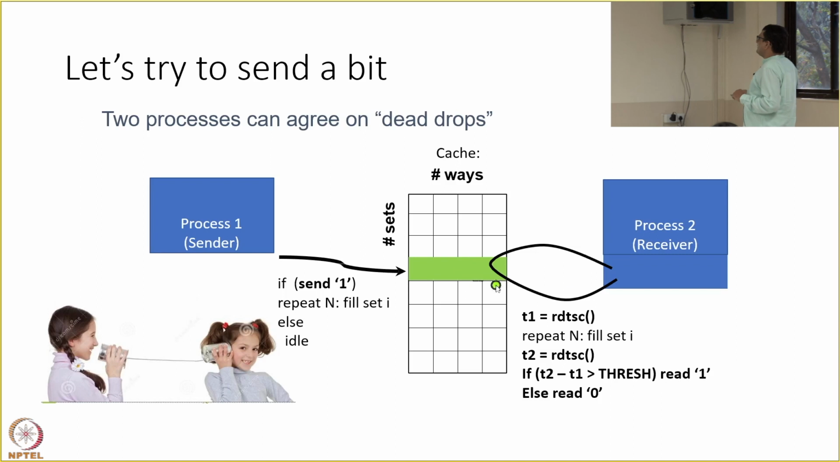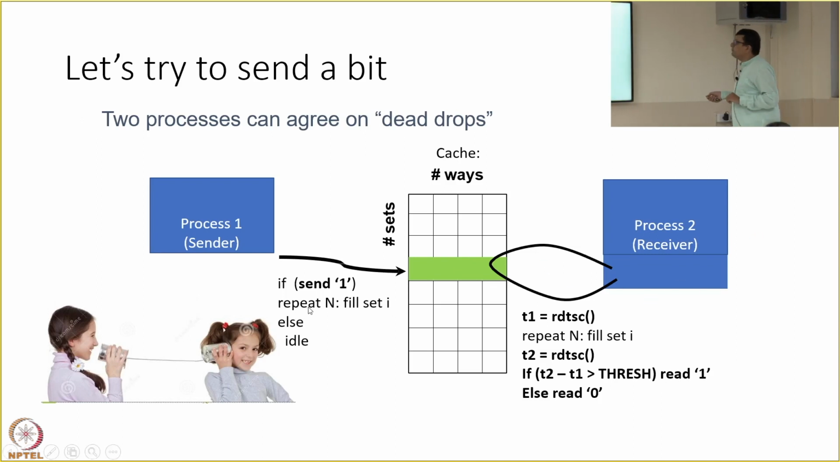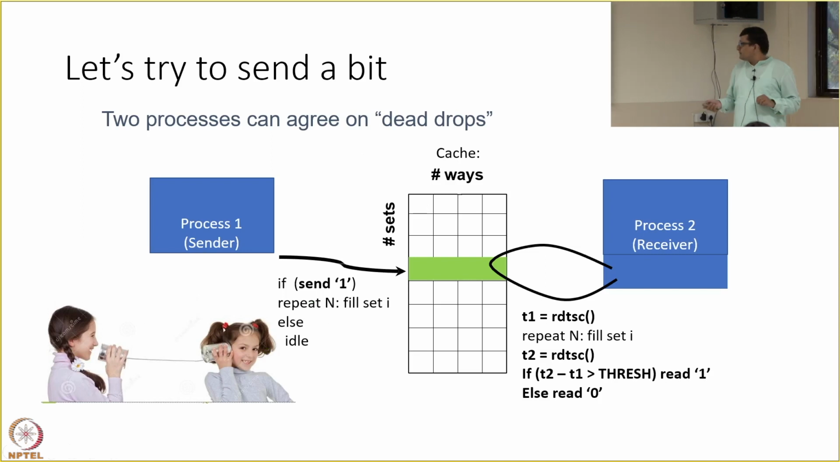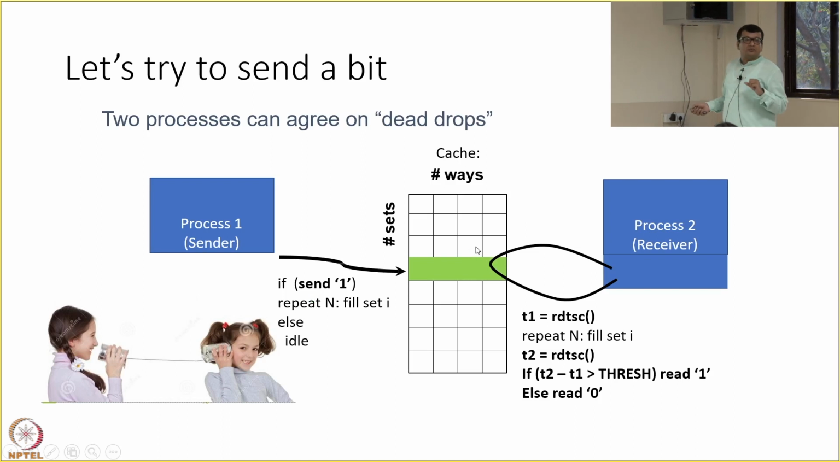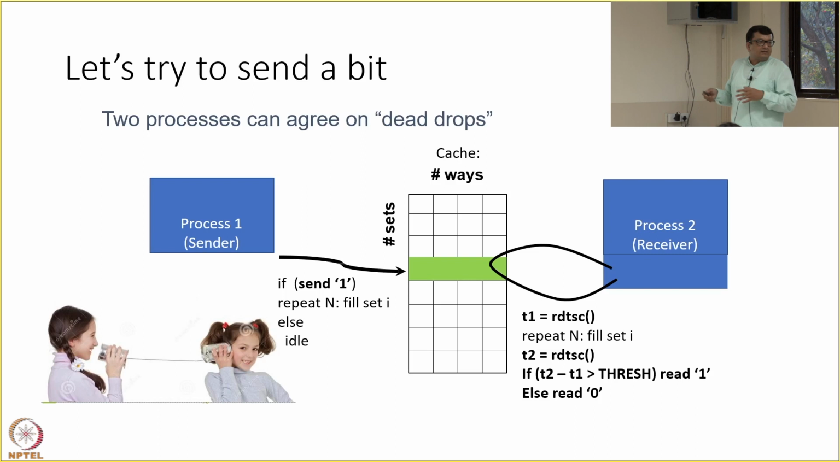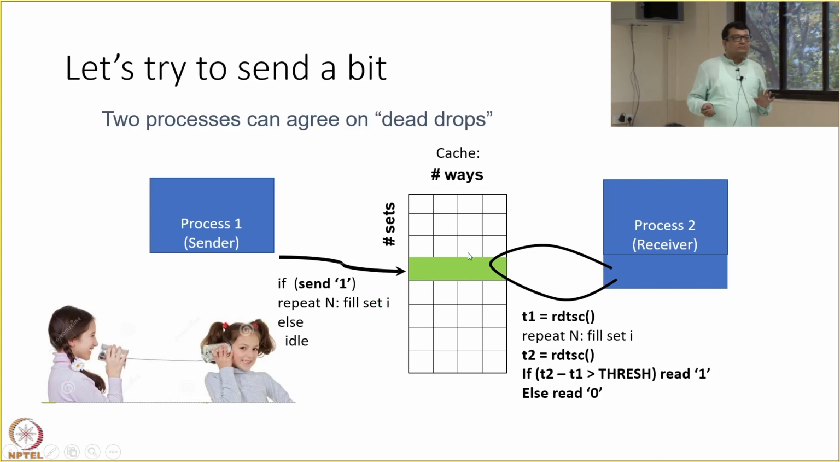Now the receiver will try to do the same thing. It will go to that particular set and try to access it. But since it's a shared resource and a limited size resource, if one process is putting, let's say, information for 4 different cache blocks or 4 different memory addresses, and the other process comes in, then those 4 addresses have to be kicked out. Okay.